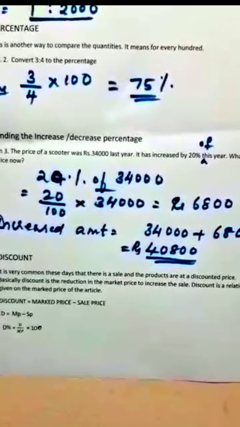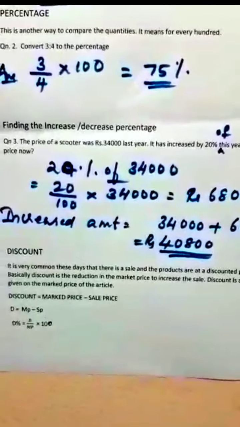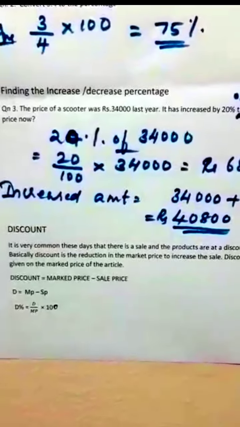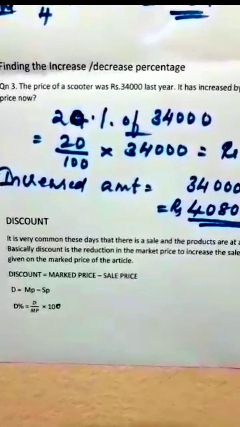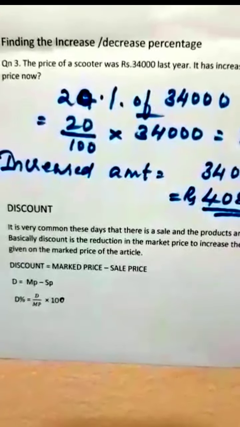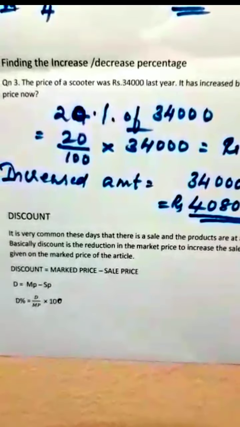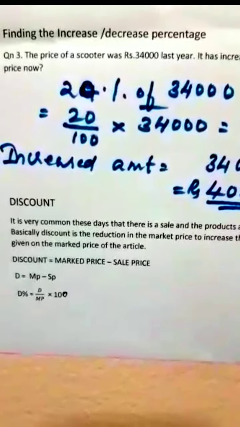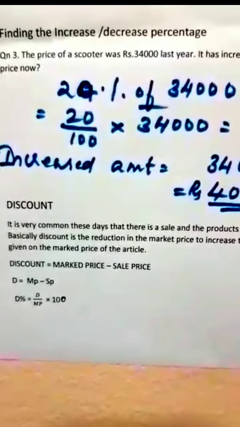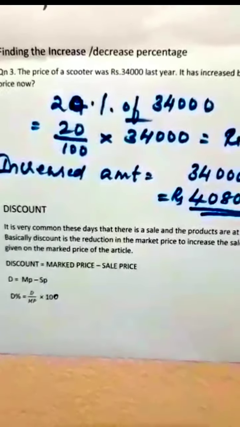So discount is equal to marked price minus selling price. It means MP is a short form of marked price, SP is a short form of selling price. So discount D is equal to MP minus SP, and we can find the discount percent, which is based on the marked price. So D by MP multiplied by 100. So with the formula you can find out discount and discount percentage.